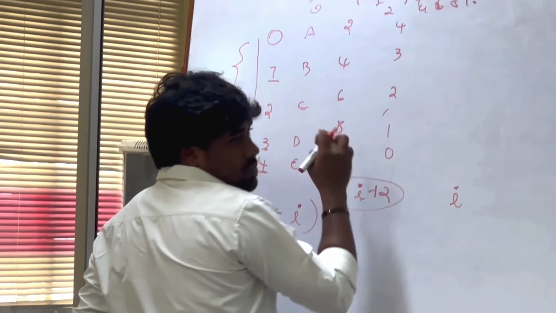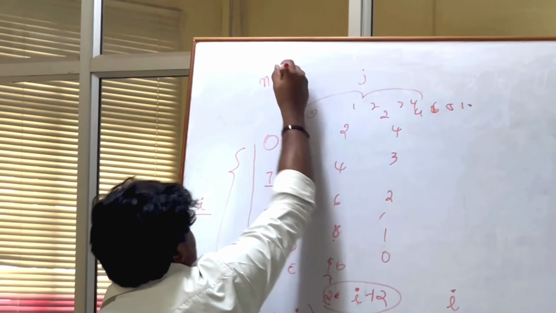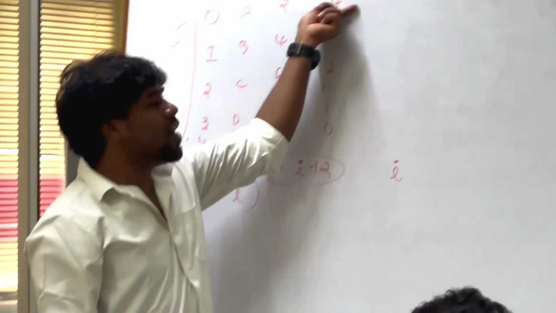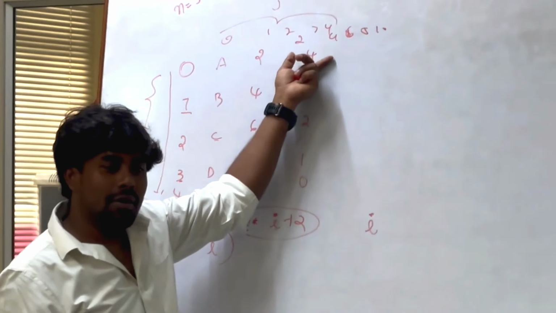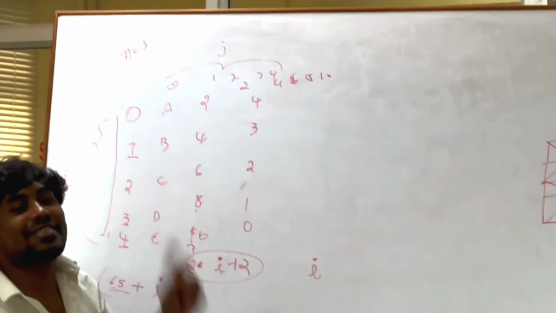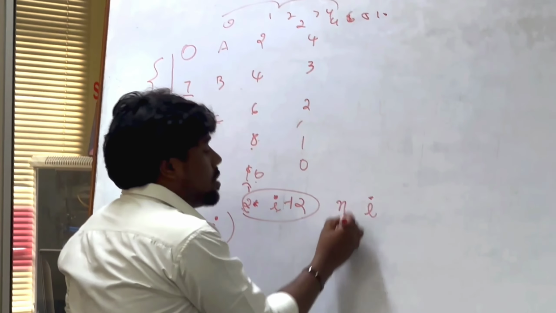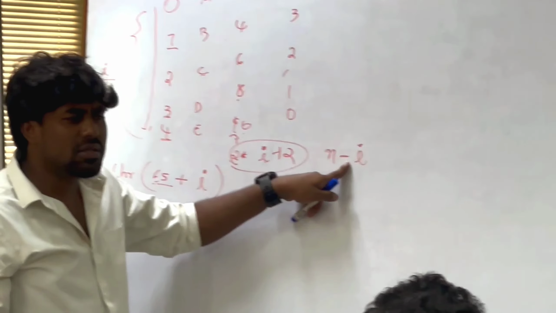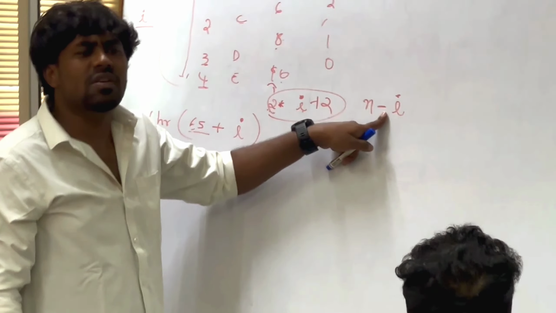I wanted 4 now. What is the n value here? 5. Yes or no, sir? N value is 5. I is 0. But I want 4. Who is near to 4? 5 is near to 4. You will try to use n. You will use n minus I. N is 5. 5 minus 0 is? 5 only.